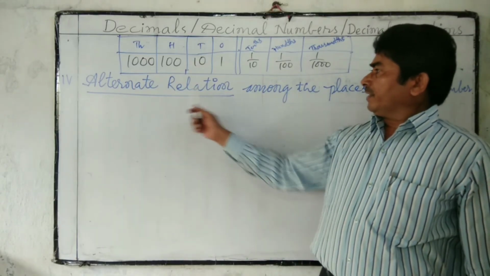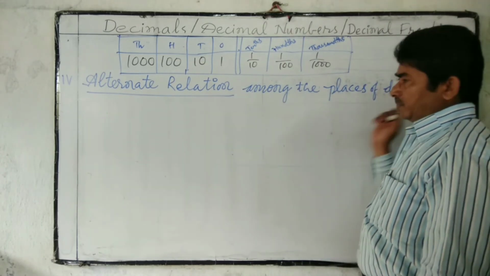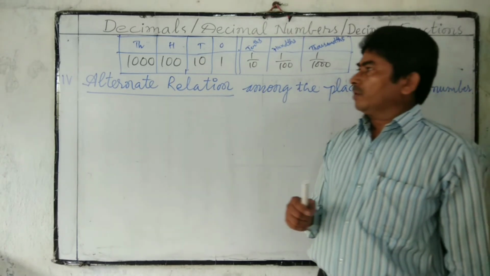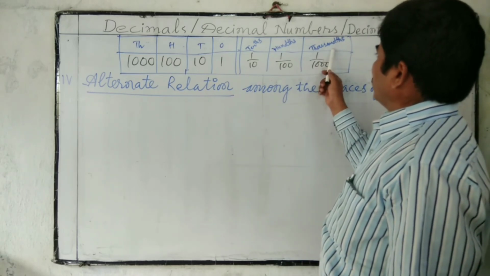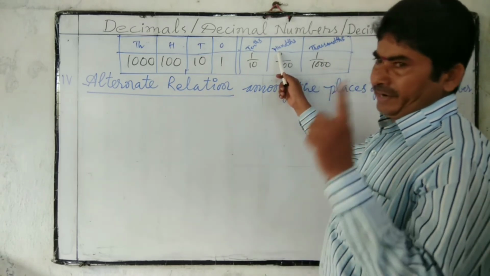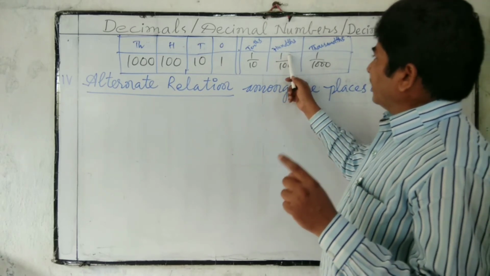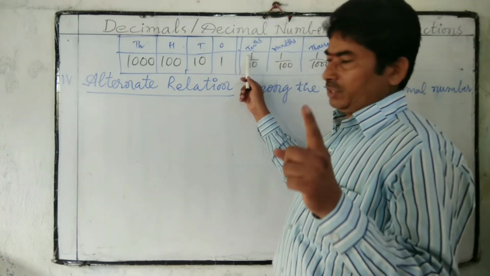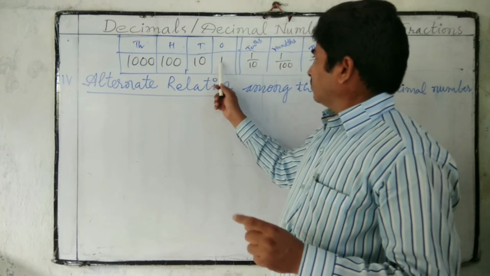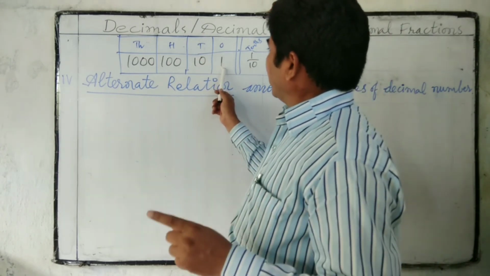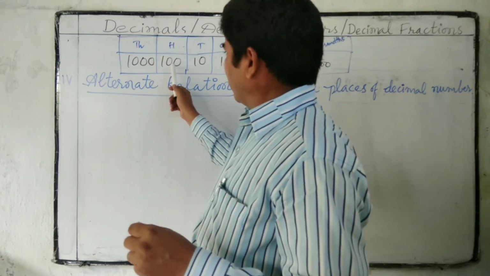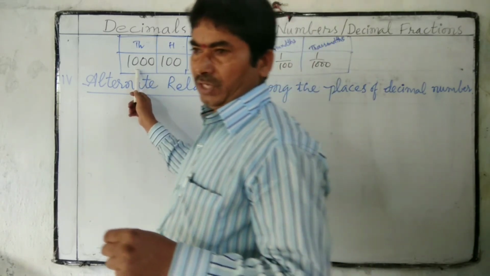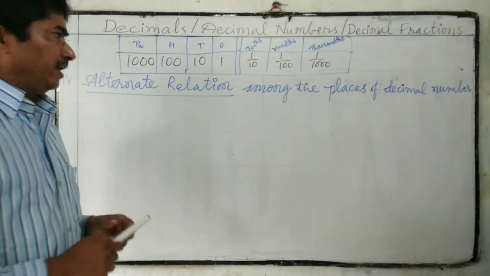What is the alternate relation among the places of decimal number? 10 thousandths, 10 hundredths, 1/10, 10 tenths, 1, 10 ones, 10, 10 tens, 100, 10 hundreds, 1000. This is the alternate relation.